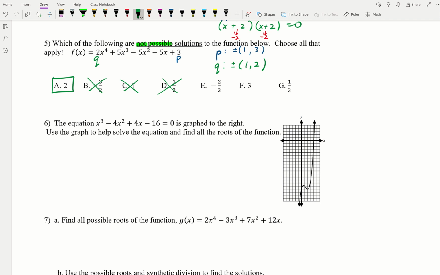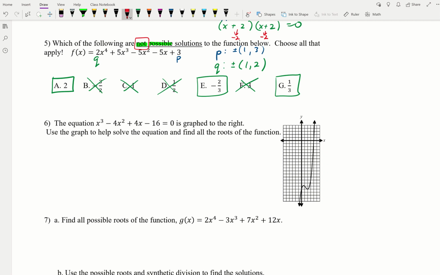-2 over 3, well, I cannot take factors of p divided by q and get 2 over 3, so that is not a possible solution. All right, 3 comes from 3 divided by 1, so that is a possible solution. And then 1 over 3 I cannot get, so that is not a possible solution. So you've got to make sure you read these carefully. This time it was which ones are not possible, and those are the ones that have the boxes. So 2, -2/3, and 1/3 are not possible solutions.